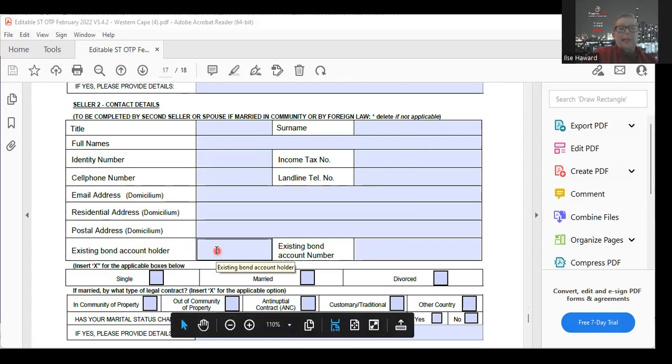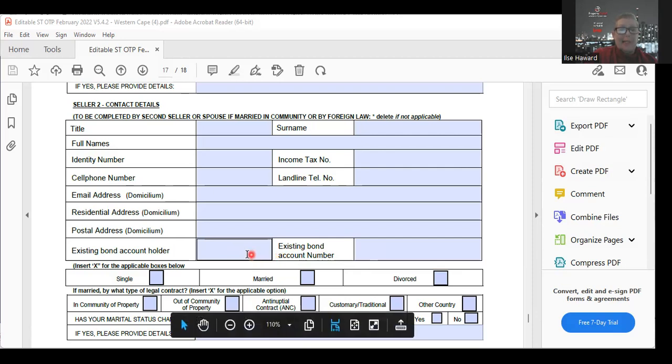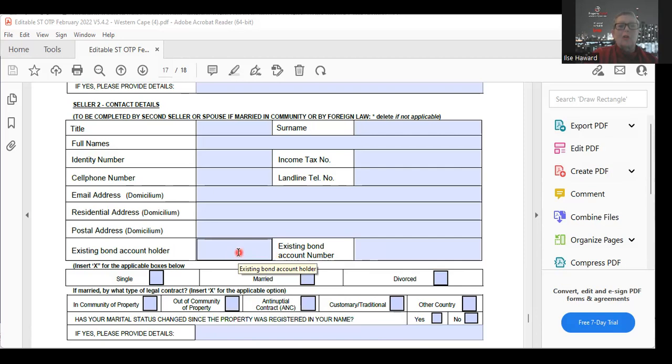So the existing bond number of the current bond that they have on the house, so that the attorneys can ask for cancellation figures the moment they receive the offer to purchase. Every day that this file lies on the conveyancer's desk because he needs information is a day further from your commission. So make sure it is as complete as possible and that he has everything.